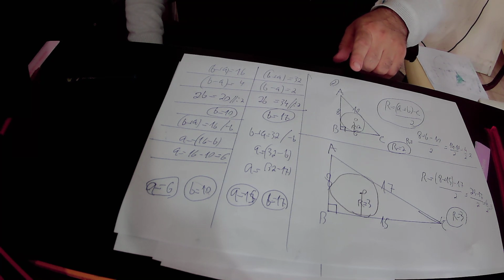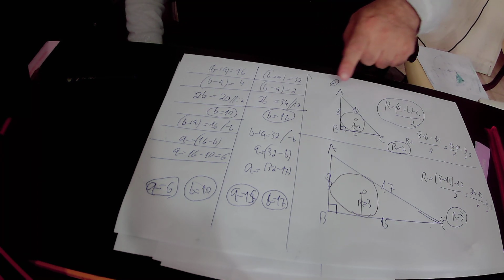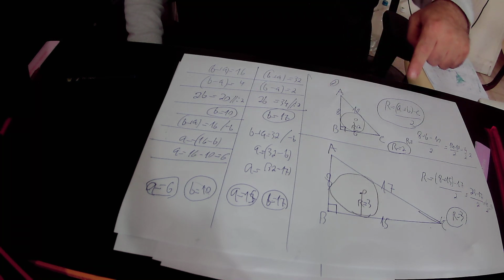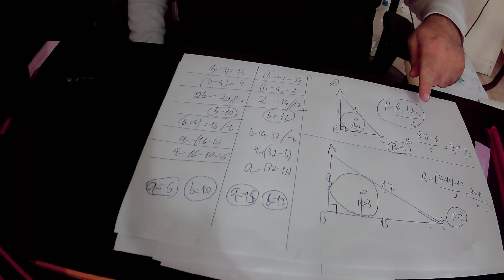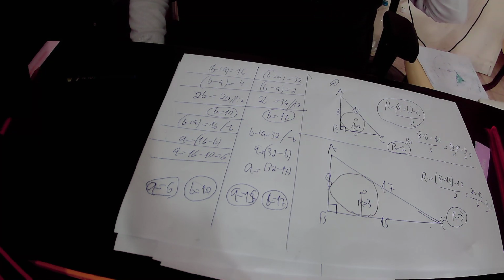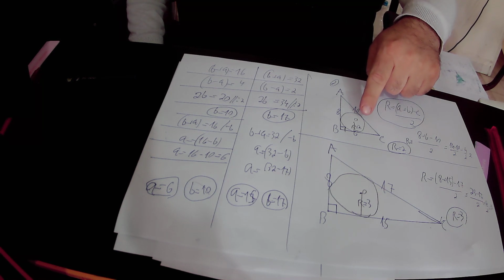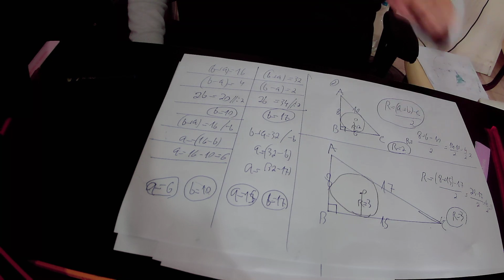So R, the radius of this circle, will be equal to the sum of its perpendiculars, that is 8 plus 6 is 14, minus the hypotenuse that is 10, over 2. 8 plus 6 is 14, minus 10 is 4, and 4 over 2 is 2. So in conclusion, we found out that the radius of this circle that is described by this specific triangle ABC is equal to 2 units.